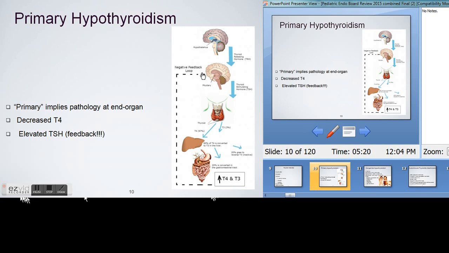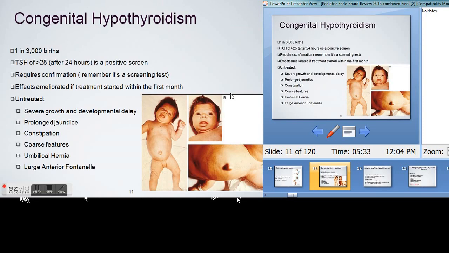So remember, the TSH and the free T4 will go back to the hypothalamus and the pituitary to cause a decrease in the production. But if this is not present, then we'll have an increase in TSH. So TSH is usually very elevated in primary hypothyroidism.